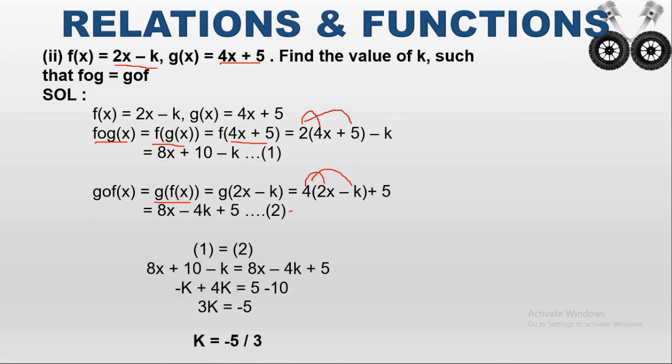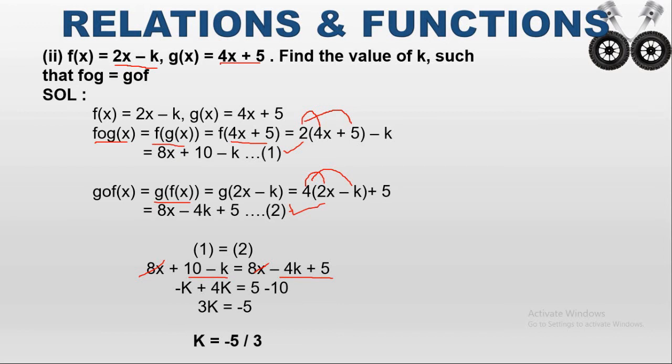So now you have to equate. So f of g of x equals g of f of x, that is equating equation 1 and equation 2. So what is the value for equation 1? That is 8x plus 10 minus k, which is equal to equation 2, that is 8x minus 4k plus 5. So here both equation 1 and 2 have 8x as a common term, so we can cancel them. So what is the remaining factor here? The remaining factor is 10 minus k, and here in RHS the remaining factor is minus 4k plus 5.